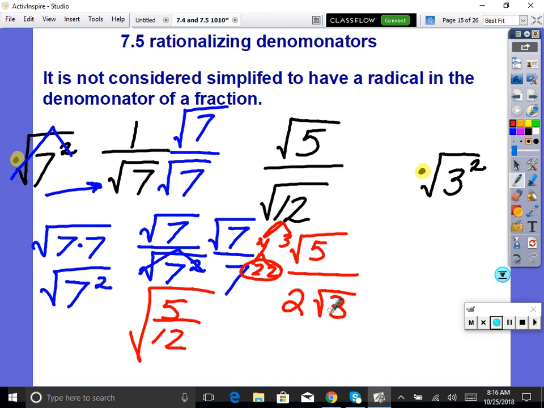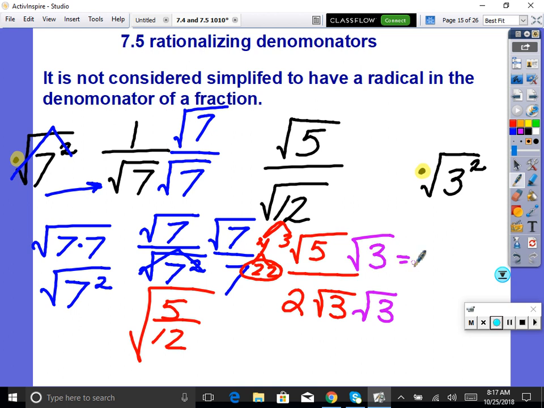So on bottom I have 2 root 3. Now you'd say that's my answer, but it's not an appropriate answer because I still have a radical on bottom. So what's going to undo the square root of 3? The square root of 3 squared, correct? So we need another 3 here. So we'd multiply by root 3 over root 3.